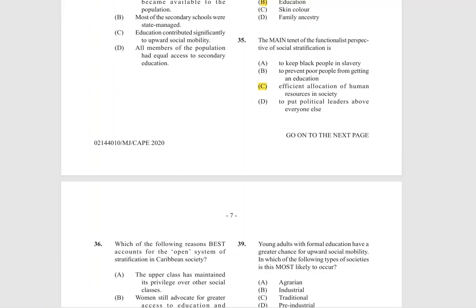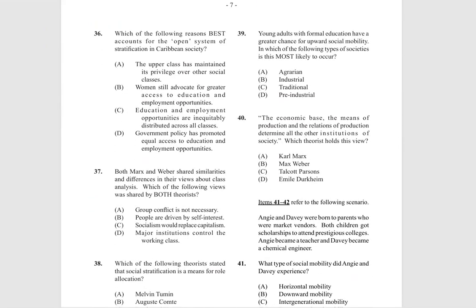36. Which of the following reasons best accounts for the open system of stratification in the Caribbean society? A. The upper class has maintained its privilege over all social classes. B. Women still advocate for greater access to education and employment opportunities. C. Education and employment opportunities are inequitably distributed across all classes. Or D. Government policy has promoted equal access to education and employment opportunities. And the answer is D.